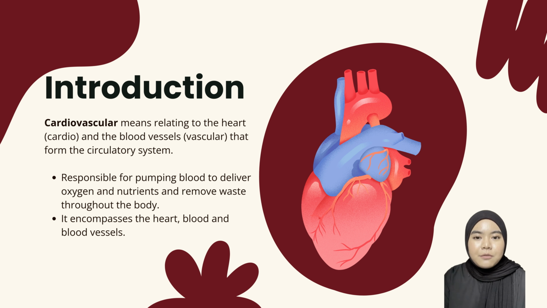Introduction. The cardiovascular system, also known as the circulatory system, is one of the most important systems in the human body. It is responsible for circulating blood throughout the body to ensure that all cells receive the oxygen and nutrients they need to function properly. At the same time, it helps remove waste products such as carbon dioxide from the body.